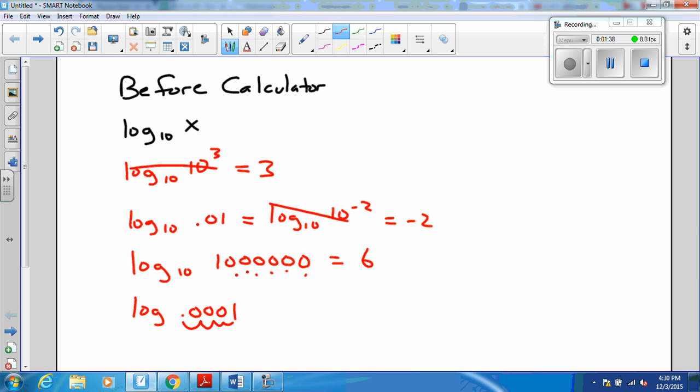Rather than counting zeros, you count the number of times you had to move the decimal point over to get to 1. And that gives you -4. If that reminds you of scientific notation, it's because it's exactly like scientific notation.